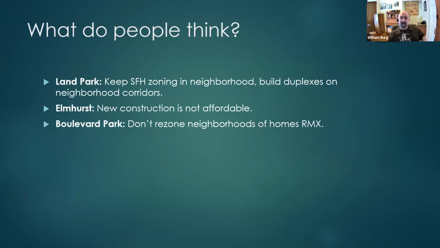We've had some feedback from specific neighborhoods. The Land Park Community Association did a webinar where they said they'd like to keep single-family housing zoning and then build duplexes on the neighborhood corridors. The problem is those neighborhood corridors are zoned commercial. And as we already know, the maximum intensity on neighborhood corridors is much higher than duplexes or row houses. That's where you're going to find mid-rises.